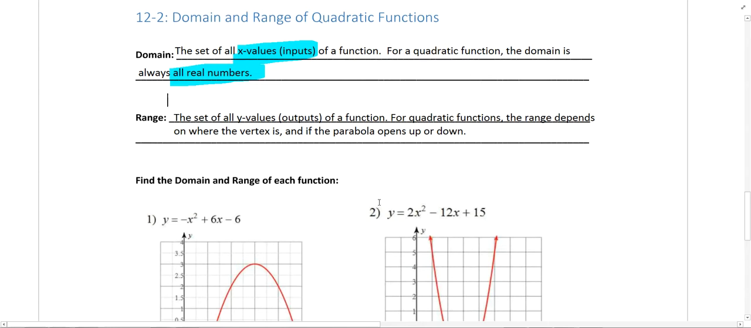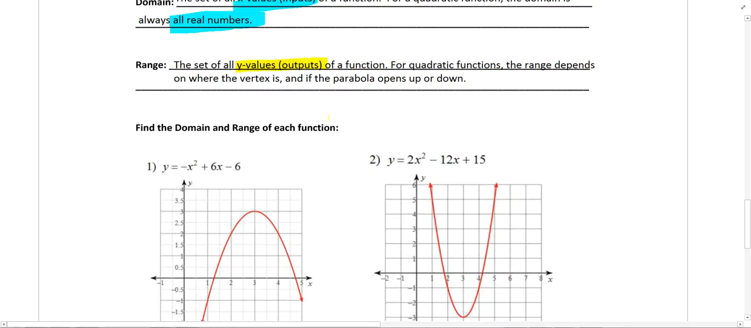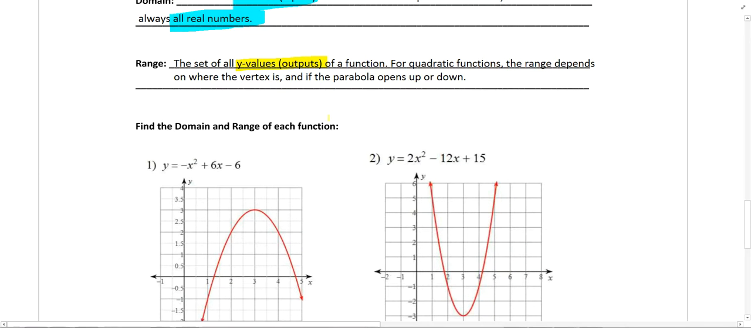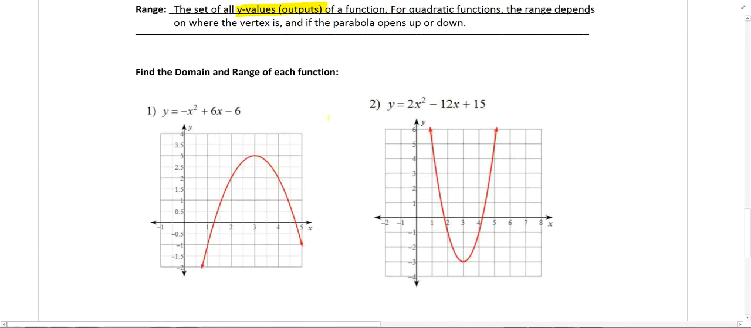All right, now the range is a little trickier. The range is the set of the y values, and the y values are also known as the output. So after you plug in these x's, what kind of numbers are you going to get out? And those are going to be limited. It's really going to depend on where the vertex is and if the parabola opens up or down. So that's going to be the focus here.